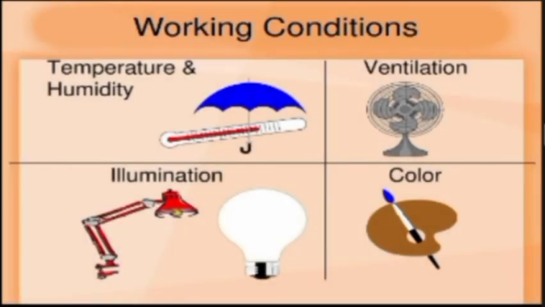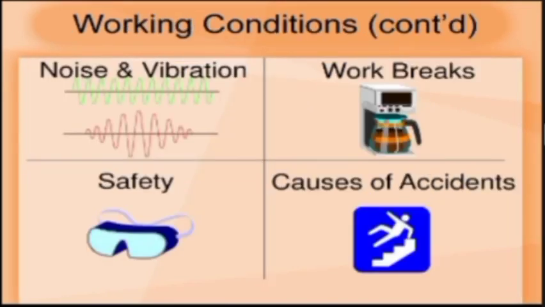This image shows working conditions. The first one, temperature and humidity. The second picture, ventilation. The third one, illumination. The fourth picture, color. The fifth one, noise and vibration. The sixth one, work breaks. And the seventh picture is safety. And the last picture is causes of accidents.